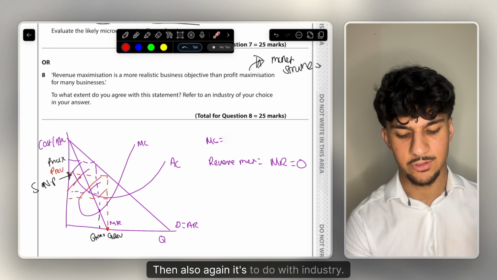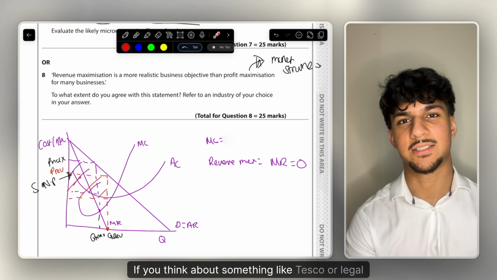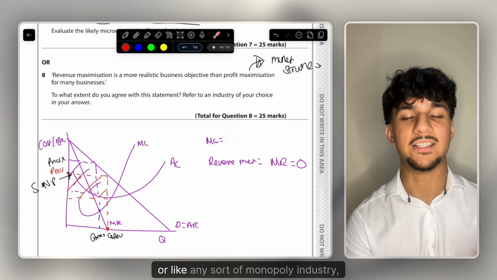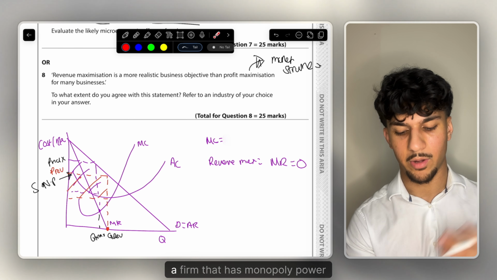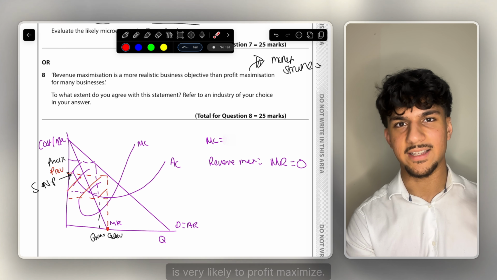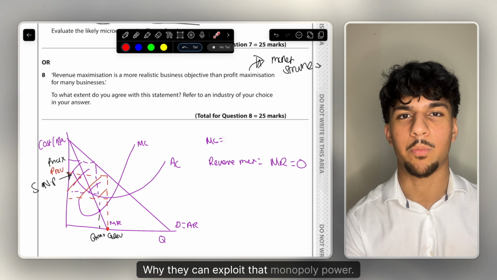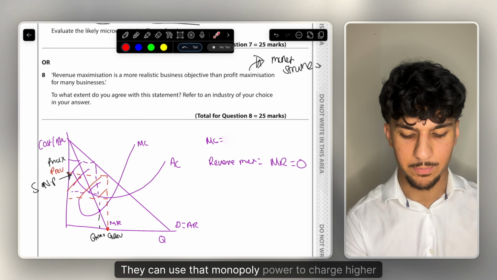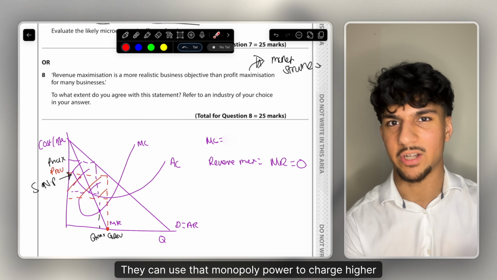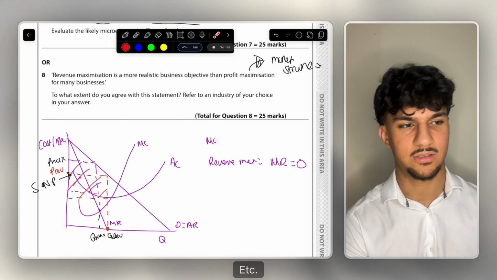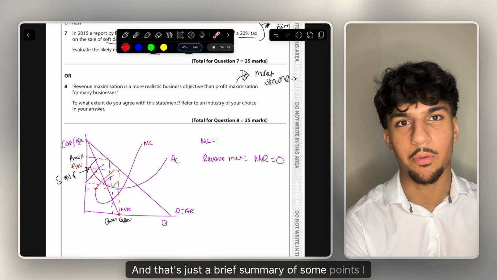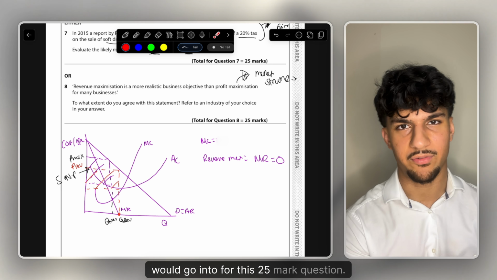Then also, again, it has to do with the industry. If you think about something like Tesco, a legal monopoly, or any sort of monopoly industry, a firm that has monopoly power is very likely to profit maximize. Why? They can exploit that monopoly power, they can use that monopoly power to charge higher prices, gain high profits, etc. And that's just a brief summary of some points I would go into for this 25 mark question.